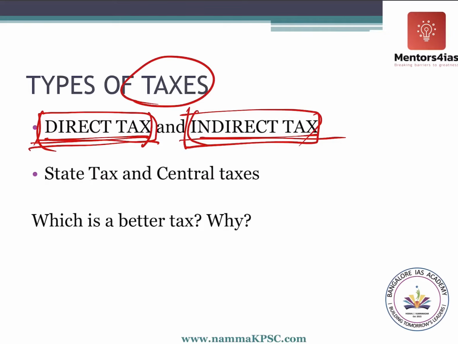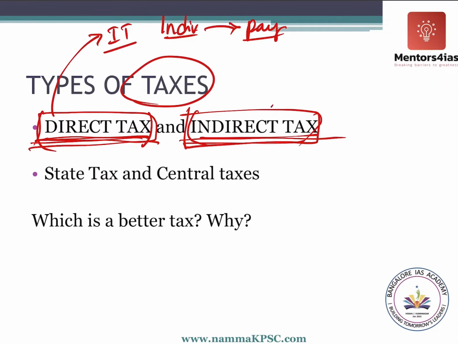Now let's take an example. Income tax. I've been telling that income tax is a direct tax. Why is it a direct tax? Because tax is levied on an individual and the same individual has to pay the tax. You cannot shift the burden. If you are earning money, you have to pay tax. Therefore, it is direct tax.